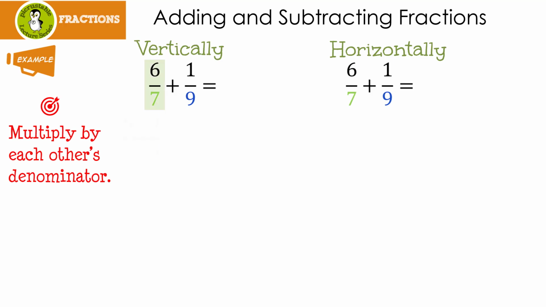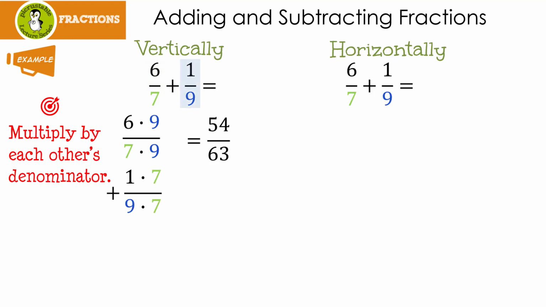We're first going to take 6/7. You're going to notice that I multiplied by the other denominator. That's 9. When I multiply straight across, I get 54/63. Cool. Then I'm going to take 1/9, and I'm going to do the same thing, except this time I'm going to multiply by the other denominator, 7. When I multiply straight across, I get 7/63.